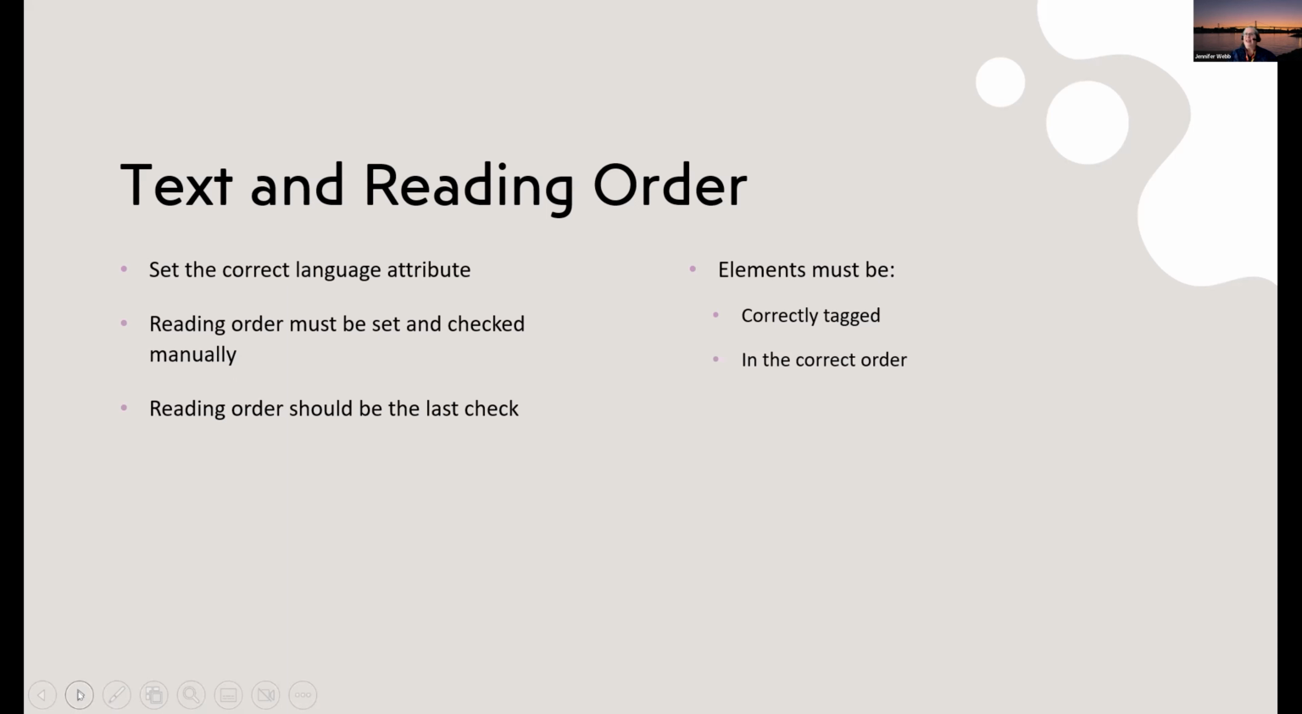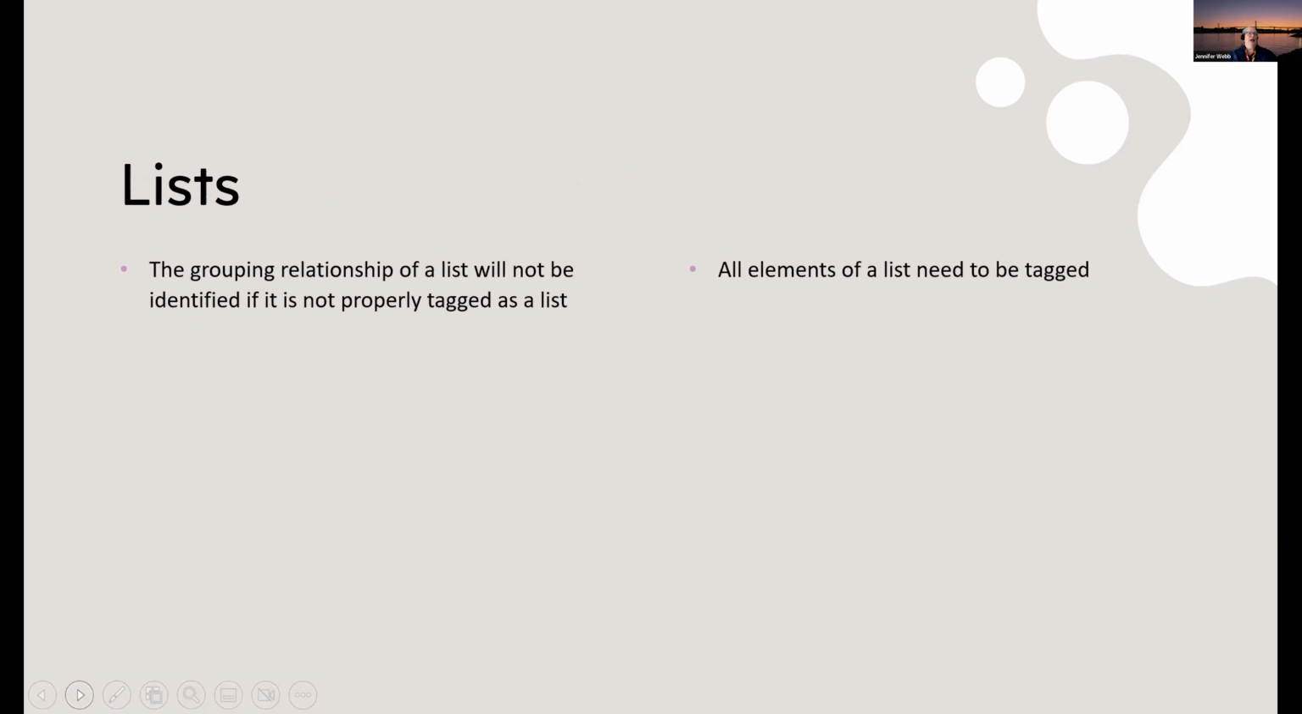Reading order should be the last thing that you check. This element must be correctly tagged and in proper order. Lists. So if you can imagine a reader just kind of going through an entire list of items without telling you that it's bulleted, or if it's a nested list, so it's a parent item or a child item, that would get quite confusing. The relationship isn't there. So lists, it's really important that all elements are tagged and tagged correctly.